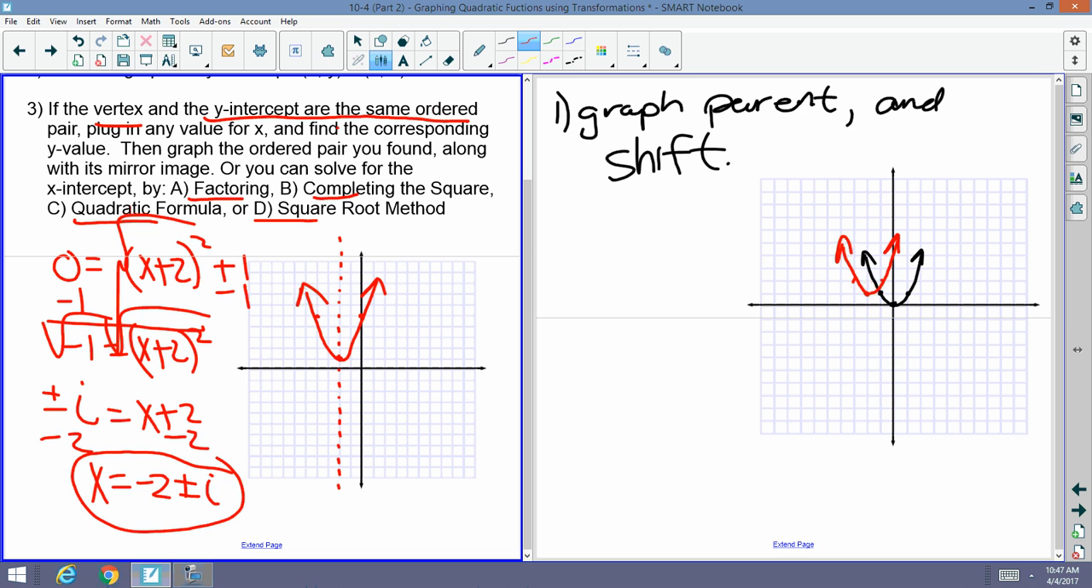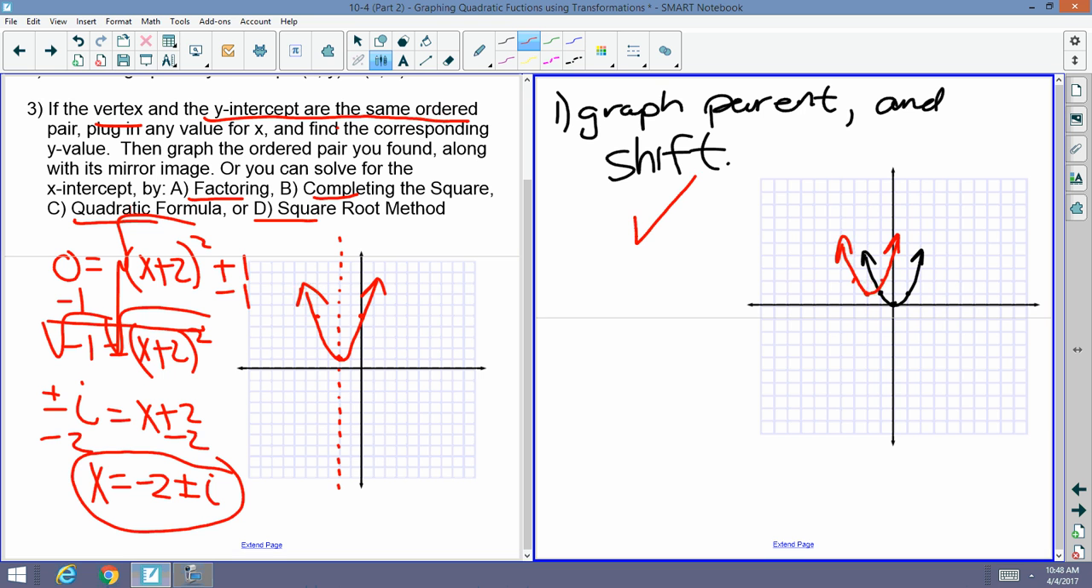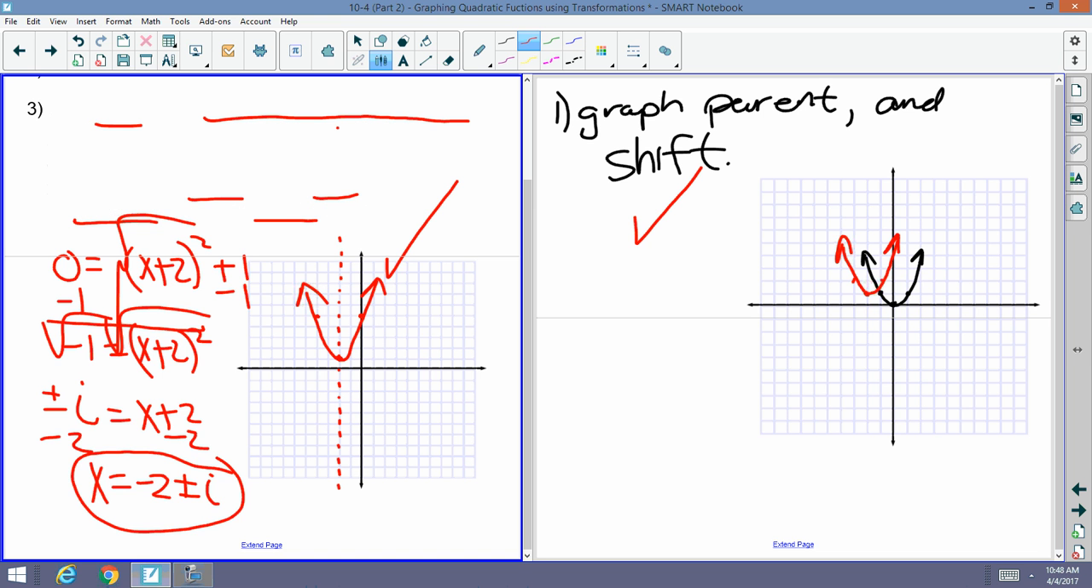This makes sense, guys. So I don't know which one you want to use, and I'm not being sarcastic. I don't care. Figure out the one you like, though, and run with it. You like the parent and then shifting? Perfect. Do it. You like recognizing the vertex in 2 seconds, finding the y-intercept, finding the mirror image? Do it. But you guys definitely got to choose, okay?